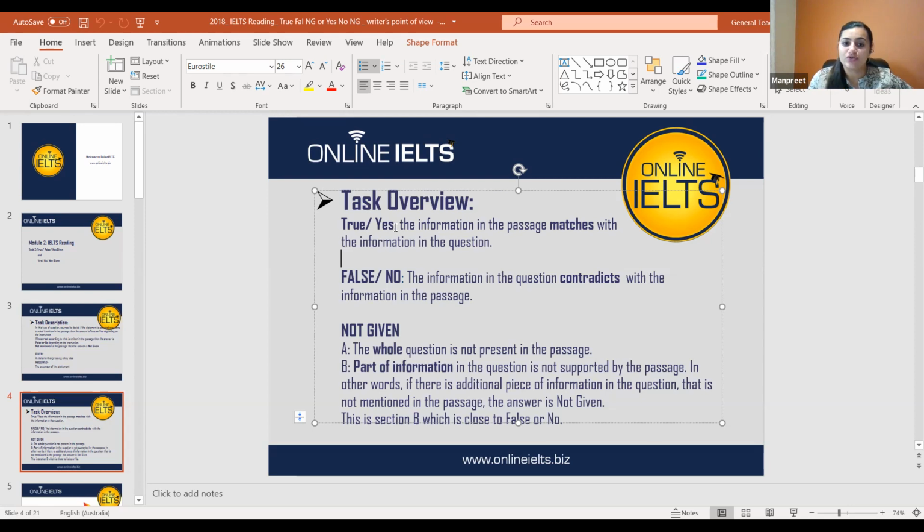When is your answer true or yes? When the information in the passage matches completely with the information in the question. They will never give you the same words, phrases, or sentences. The questions will be completely paraphrased, which means they will use synonyms. The grammar can be the same, but it'll have all the synonyms and a completely different sentence, with the same meaning.